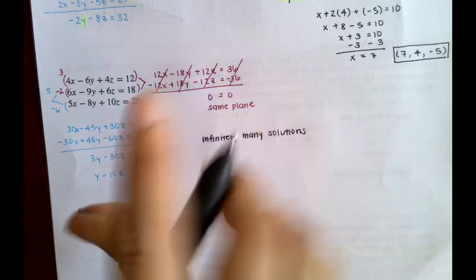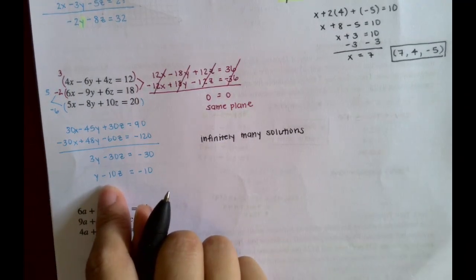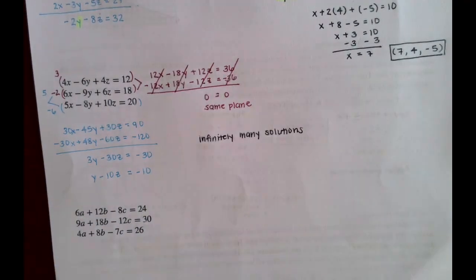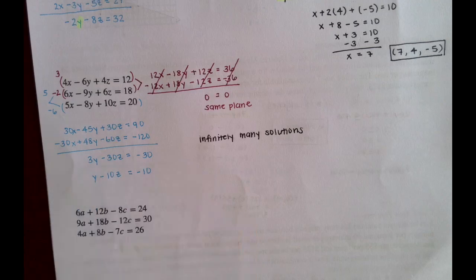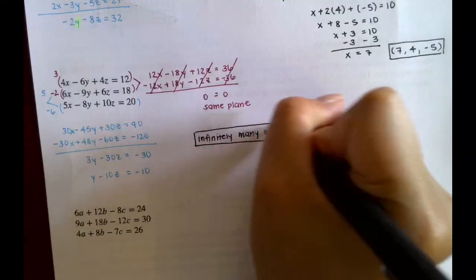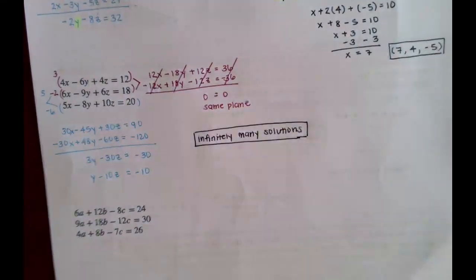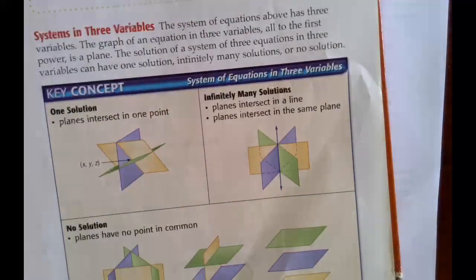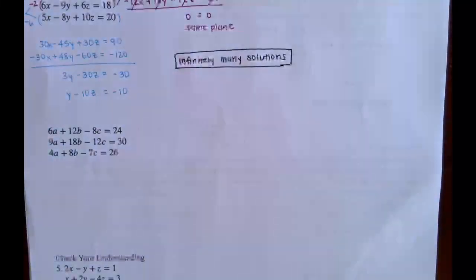The reason why is because if this resulted in another statement like 0 equals 0, then all three of them would be the same plane. If it resulted in a false statement, something that wasn't true, it would end up being no solution. But in this case, we ended up with an equation, which means that I have infinitely many solutions. Which means two of them are the same plane and then it intersects another one, but they intersect in a line.